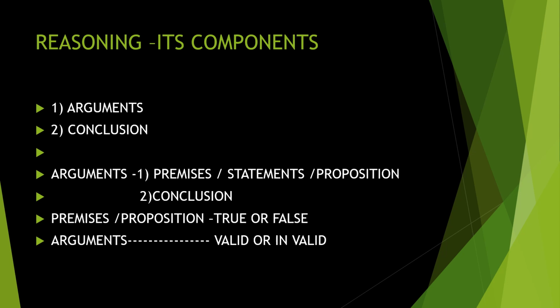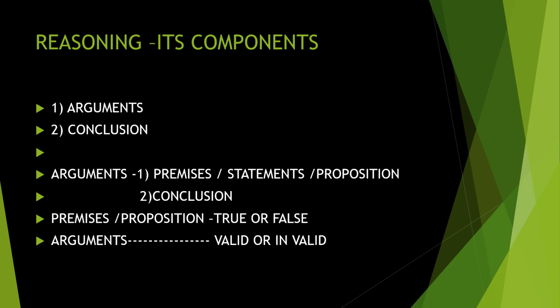Next, premises. These premises or propositions or statements can be true or false. Premise 1 can be true, or it can be false. And in the case of an argument, it can be valid or invalid. Sometimes they have asked questions saying a premise can be valid or invalid, then it is wrong. Premise can be true or false, and arguments can be valid or invalid. It is very clear.